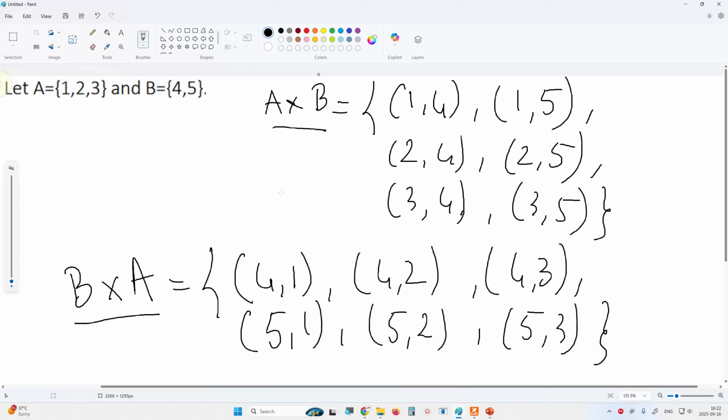So the order from where we started makes a difference. There's only one case when it will not make a difference: if they are the same set. If you do A and A, for example, it's just going to give you the exact same thing.